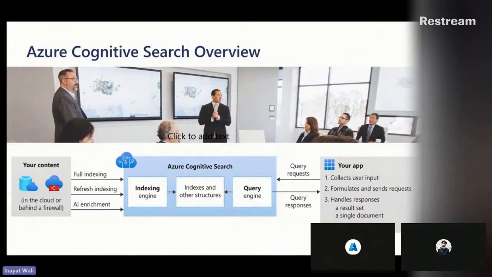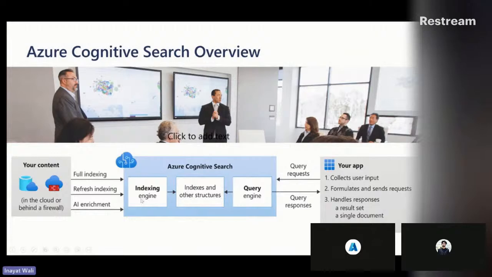If you look at this PowerPoint and the picture here, on the left side you have all the sources. The first thing is an indexing engine in Cognitive Search, which goes and does the indexing of the information. It goes through the data, which could be sitting on-prem or in the cloud, and brings the data in while it's indexing.